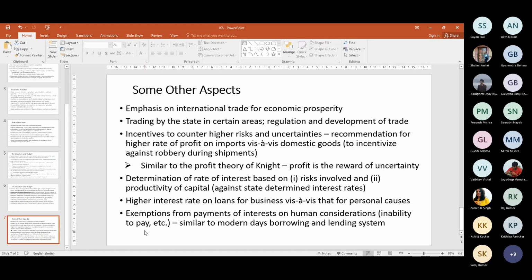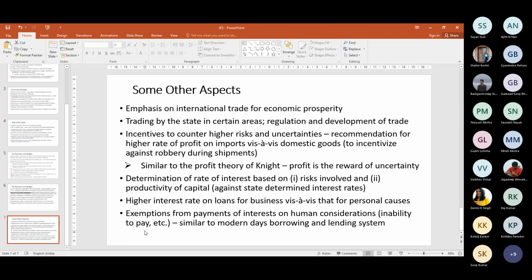Because at that point of time, there used to be incidences of robbery, etc., during shipments. To incentivize the importers to counter the losses because of such incidences, it was recommended that a higher rate of profit on imports of essential goods should be allowed. Basically, this is again largely in line with the profit theory of Knight, which says profit is the reward of uncertainty. So this uncertainty should be adequately captured.